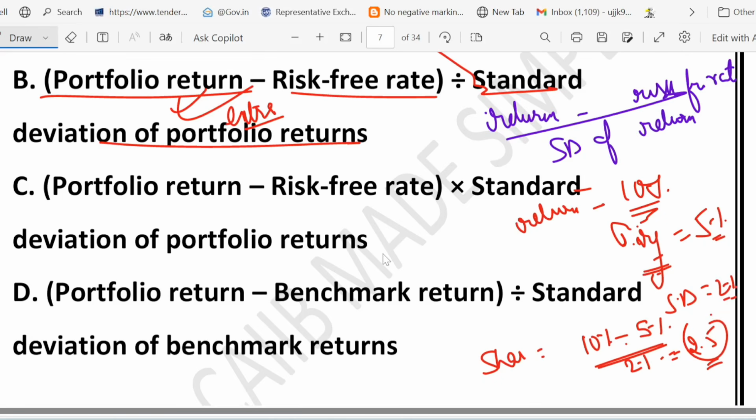So basically in the numerator we have return only. In the denominator we have risk, right? So basically 2.5 units of return per unit of risk. So option number B is the correct answer. What about option C? Here they have multiplied instead of dividing, so it is quite incorrect. Option D is also incorrect.